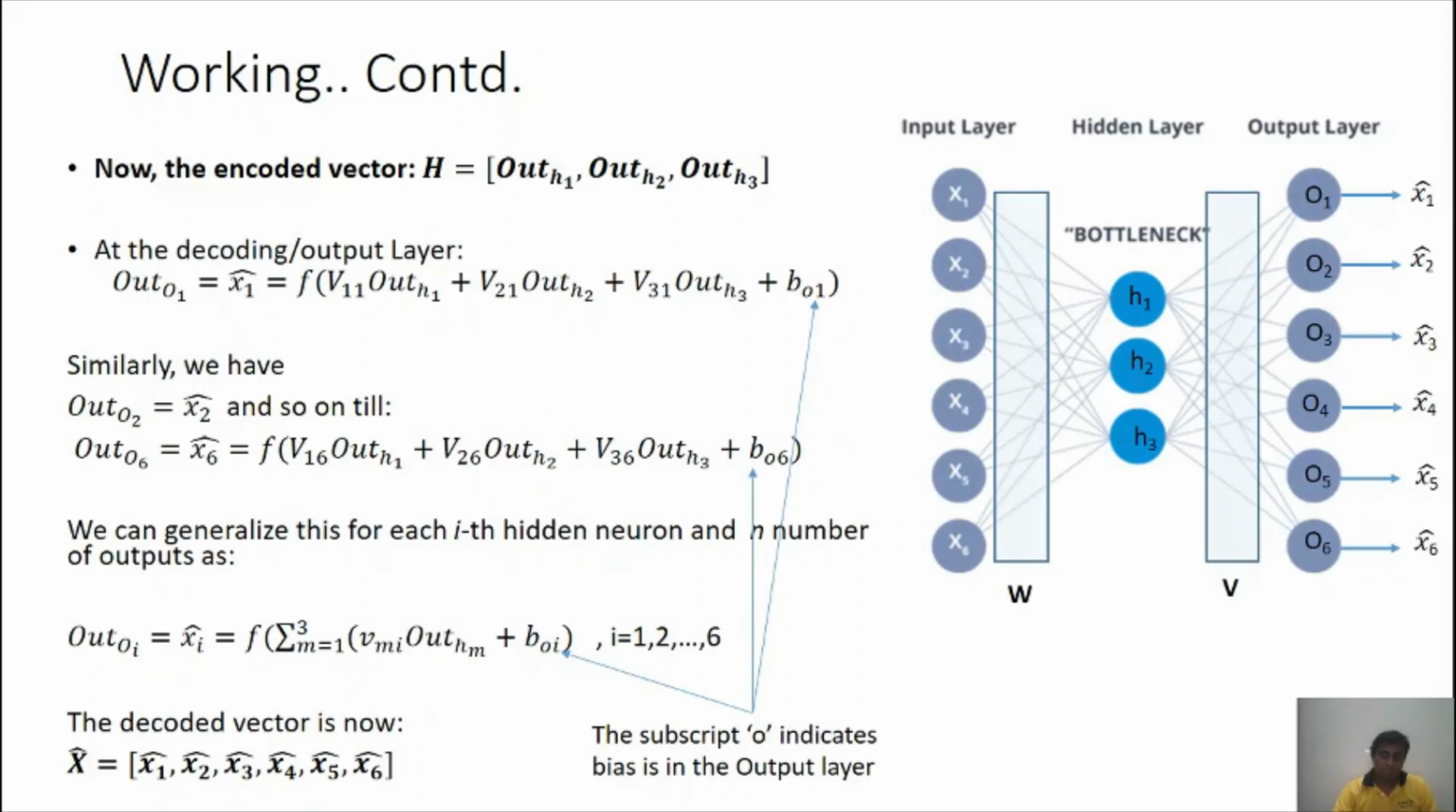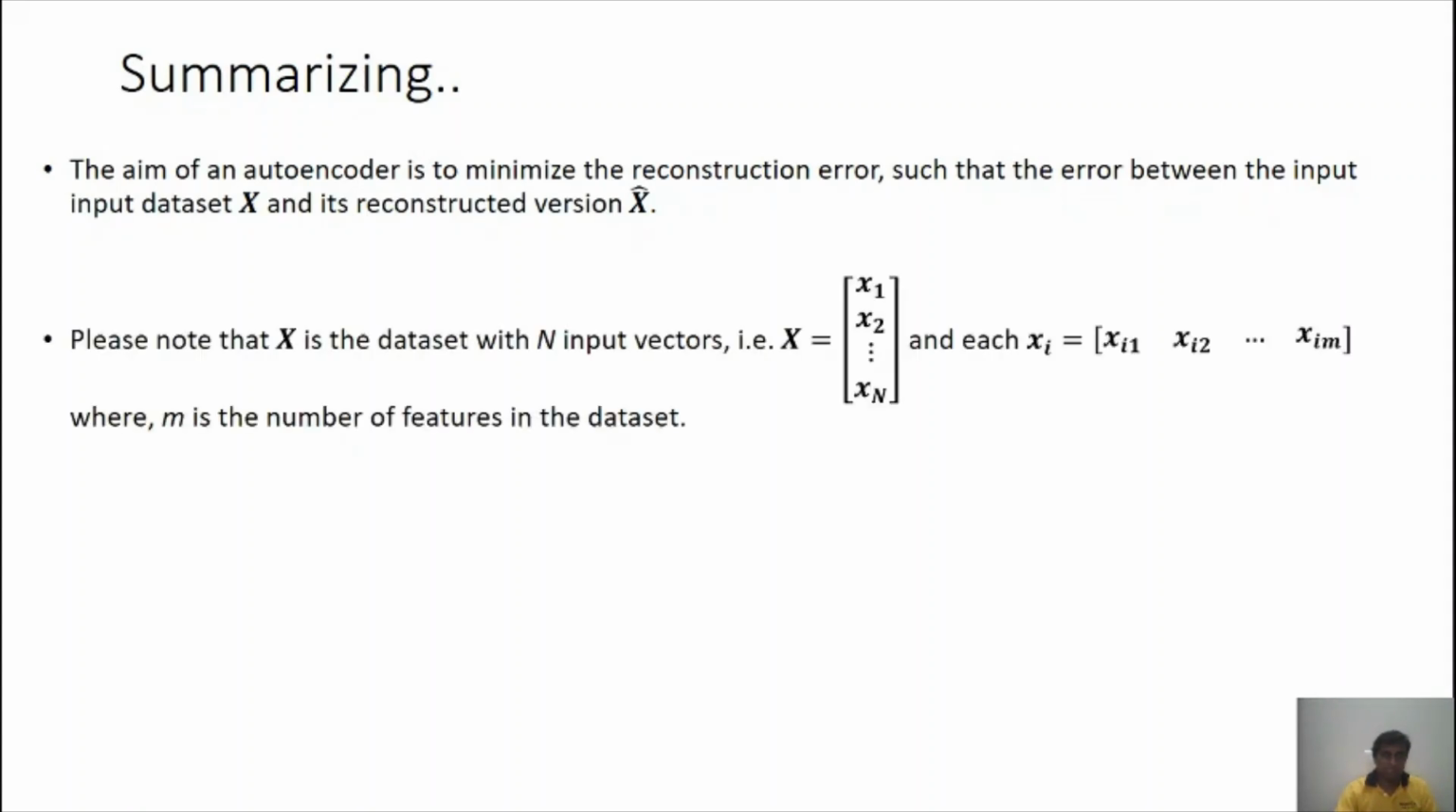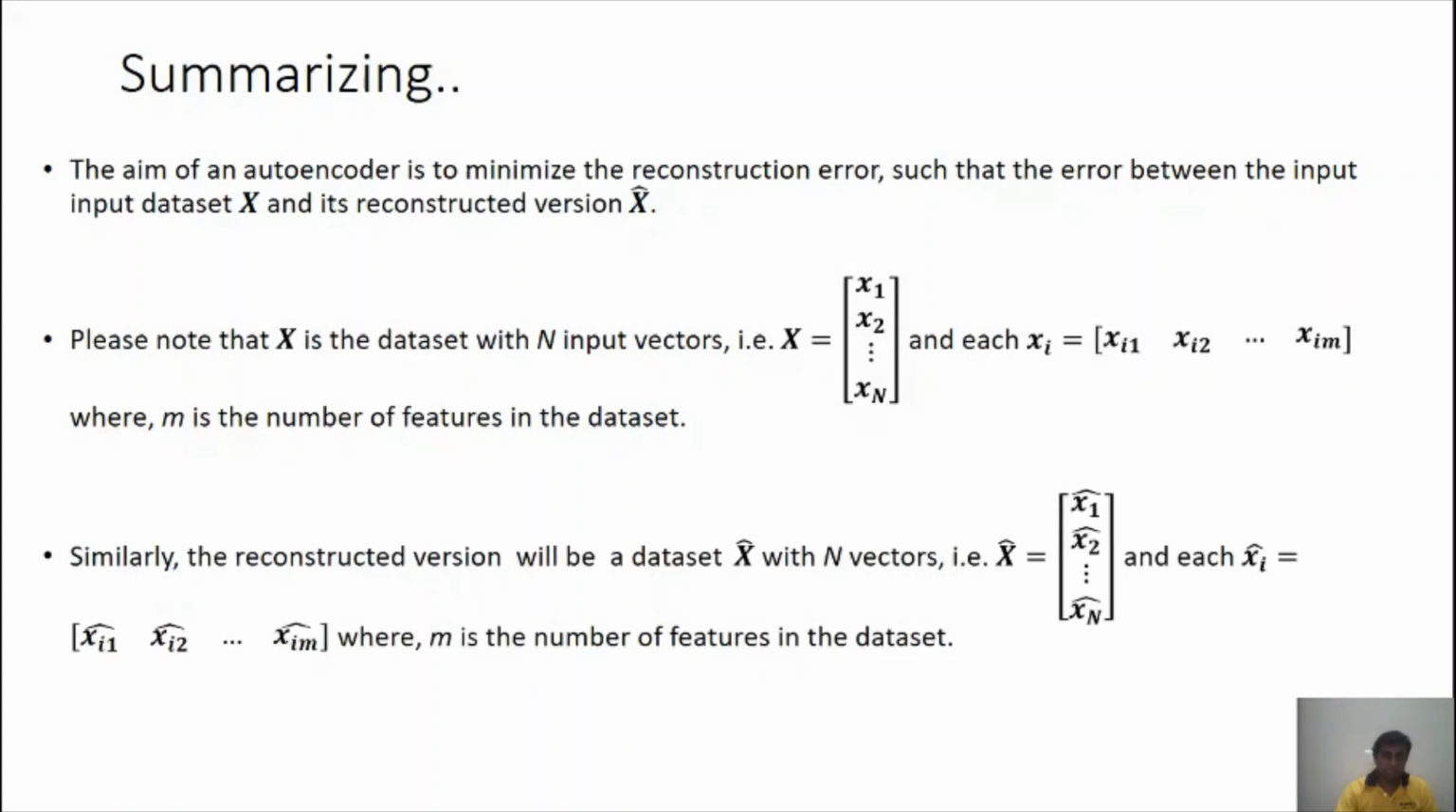So autoencoders' basic property is that the dimensions of the input is equal to the dimension of the output. So whatever you give as input, same thing, or under best conditions, that's what you expect as the output. So 6-dimensional input, 6-dimensional output. So if you summarize all of this, your aim is to minimize the reconstruction error. Input is given in terms of x, and the reconstructed vector that you will be getting will be in terms of x cap.